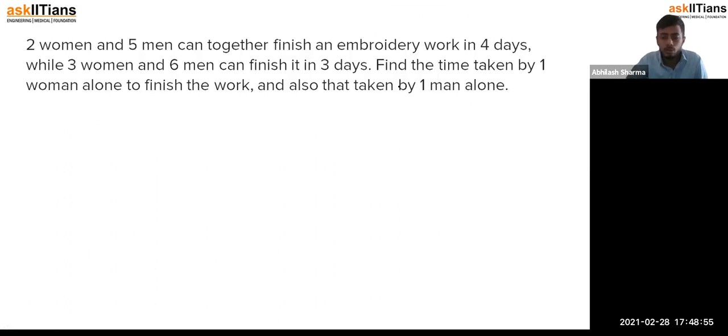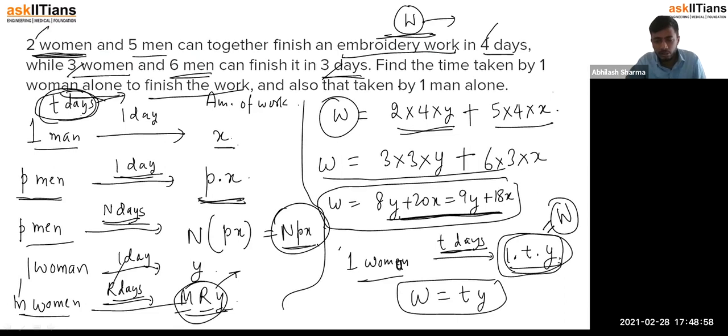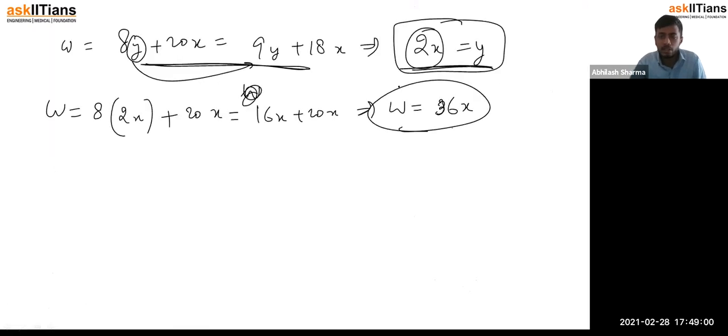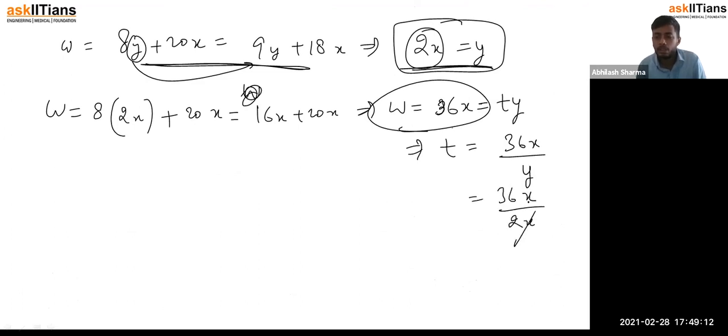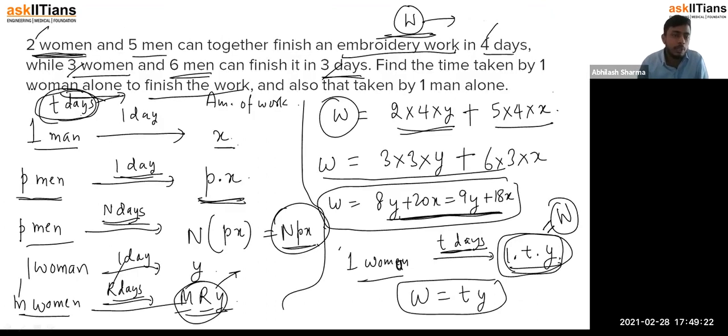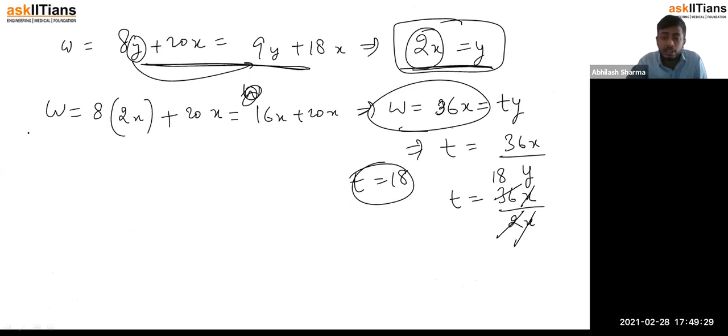Now look, in this relation, we also had W equal to Ty. So W is also equal to Ty. So how much is T? 36x by y. But how much is y? 2x. x and x cancel. This and this also cancel. So T equal to 18. T equal to 18 means one woman alone could have completed the work in 18 days. This is the answer. Okay, she could have done this in 18 days.